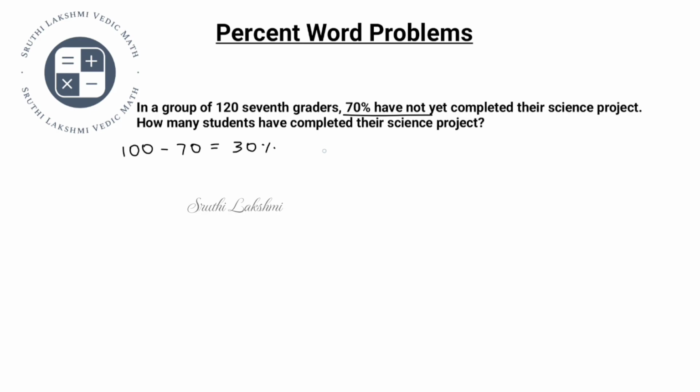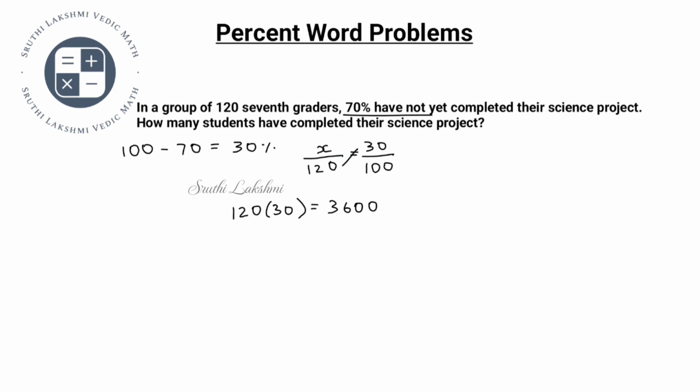Now to set up the proportion, let's substitute x for the part since we don't know it yet, and 120 for the whole, equals 30 by 100, as that is the percent. Now let's cross multiply. 120 times 30 is 3,600. Now let's cross multiply x and 100. So 3,600 equals 100x.